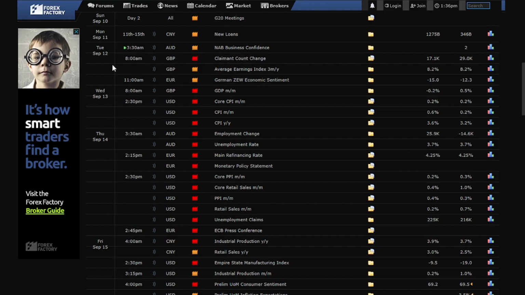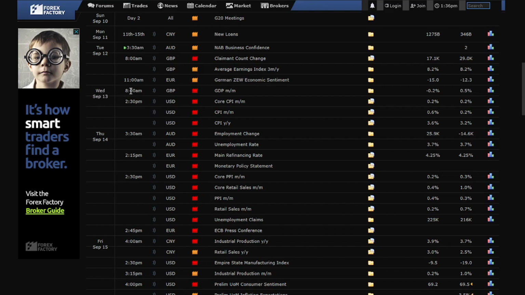Now let's go to GBP at 8 a.m. with GBP claimant count change and average earnings index. It's a high to medium impact expected. And at 11 a.m. we have Euro, a medium impact expected: German ZEW economic sentiment. And let's look at Wednesday, September the 13th.